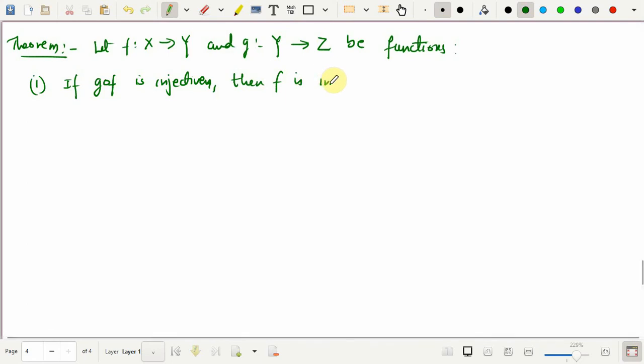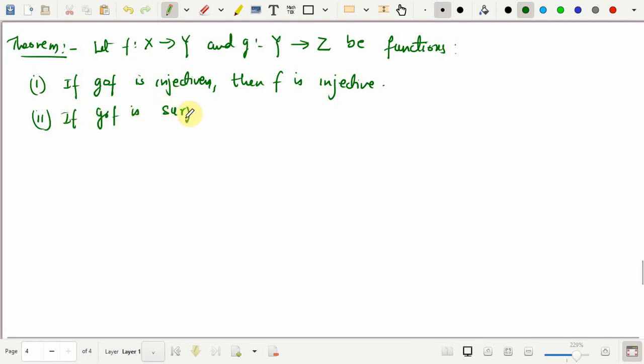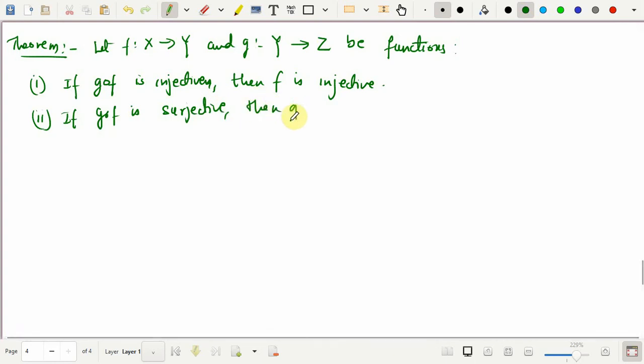And if G composite F is surjective, then G needs to be surjective. Okay, so let's get this idea through a Venn diagram.